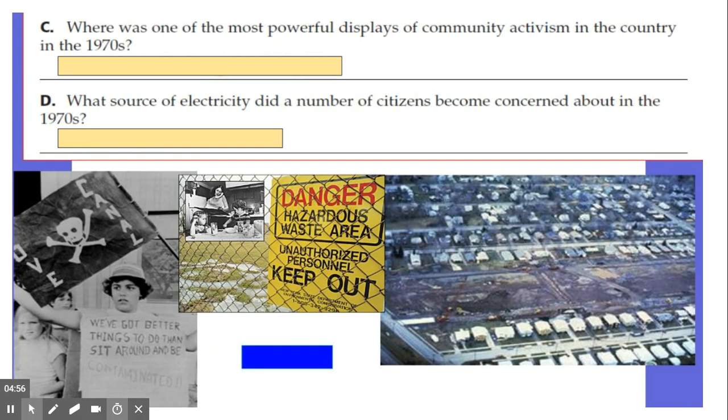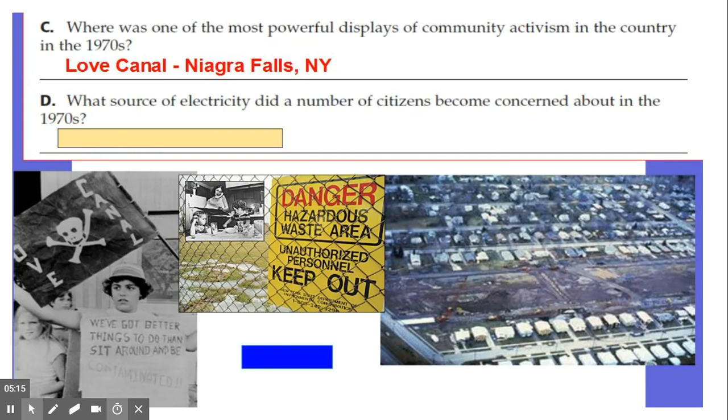Letter C, where was one of the most powerful displays of community activism in the country in the 1970s? That was at a place called Love Canal. Love Canal was located not very far from Niagara Falls, New York, and pictured below are some images from that event.